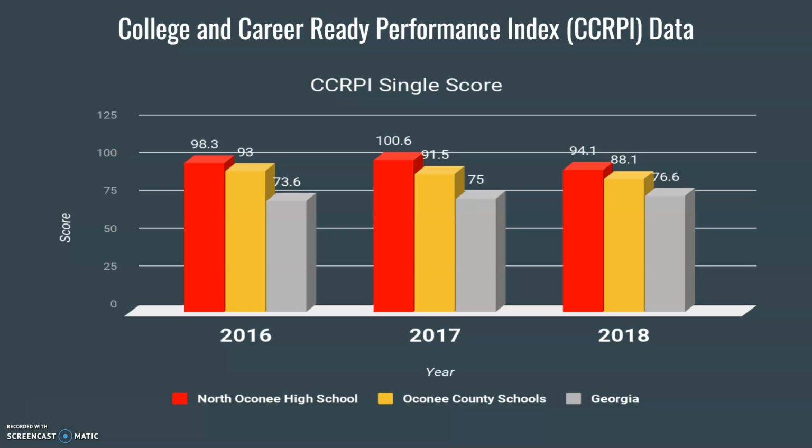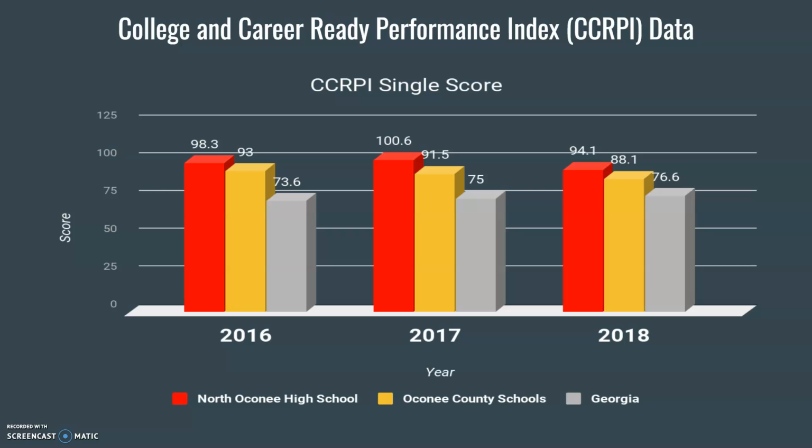The College and Career Ready Performance Index measures a number of different areas, including content mastery, progress, closing gaps, readiness, graduation rate, school climate, and financial efficiency. This is regularly referred to as the CCRPI score. Here you can see the CCRPI single scores over the last 3 years as compared to our school district and the state of Georgia.